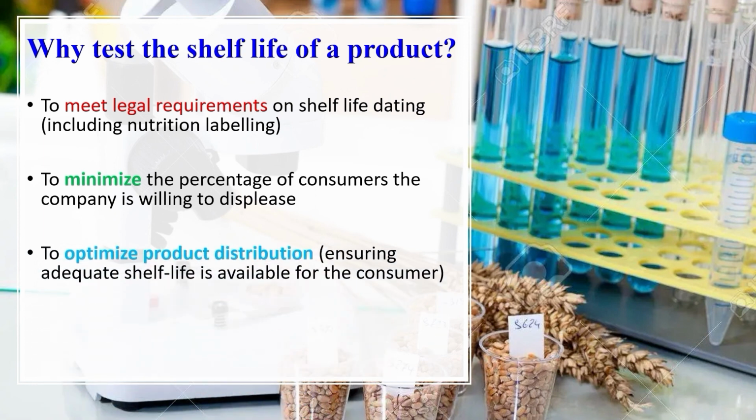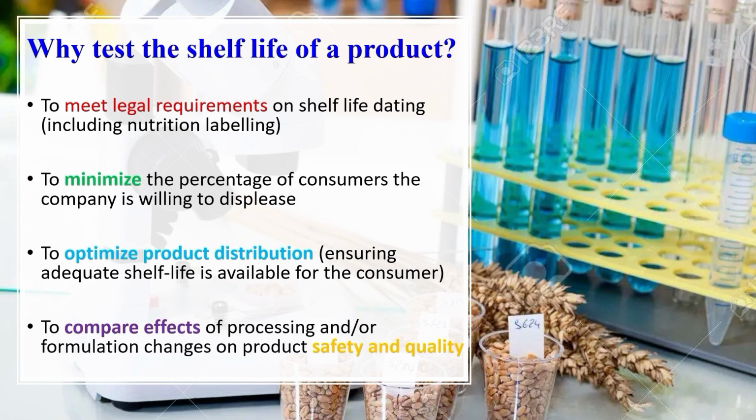We need to optimize our product distribution because we need to ensure adequate shelf life is available for the consumer. And do remember, we don't want our products to last forever. This is against the product shelf life cycle in terms of marketing. Then, we test the shelf life because we want to compare the effects of processing or any formulation changes on the food product safety and quality aspects.